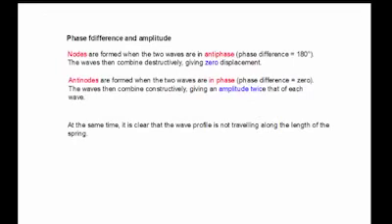The phase difference and amplitude. Also, we mentioned that nodes are formed when the two waves are in antiphase or out of phase, so the waves interfere destructively, giving zero displacement. For the antinodes, the waves are in phase and combine constructively, giving an amplitude twice that of each wave, because they have the same amplitude.